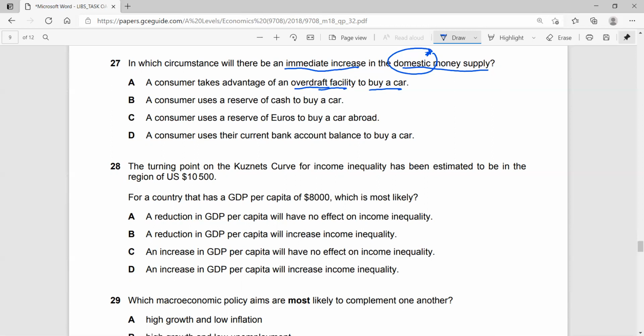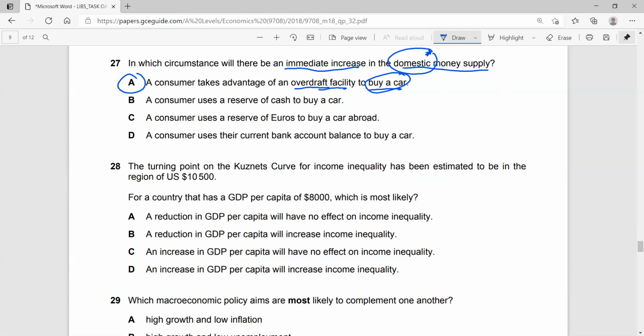You've taken a loan from the bank. And what that means is there was some money in the bank which wasn't being used. And in fact, there was your money in the bank, sure, but then you took a loan from the bank, and then you used it to buy a car. So now it's in the car dealer's hands, and it's money that was previously not part of the domestic money supply, which now is, because you took a loan. So in this case, there would be an immediate increase in the domestic money supply.